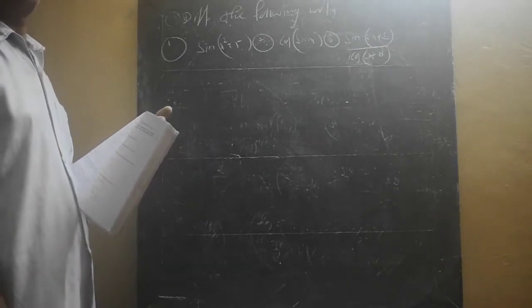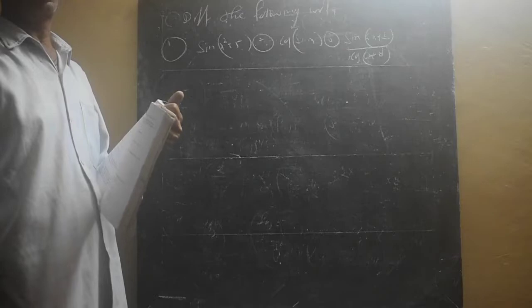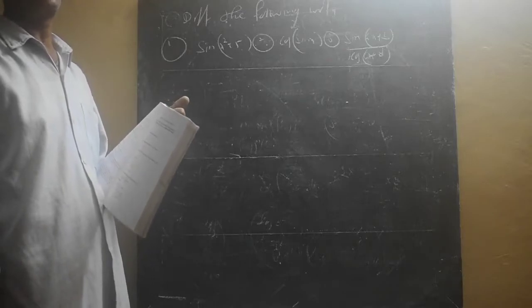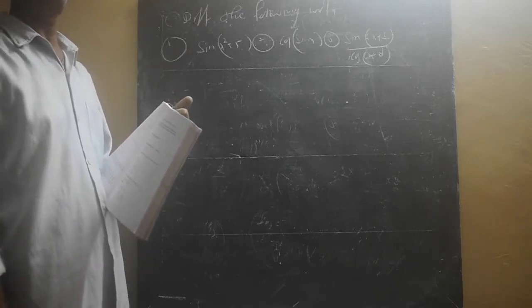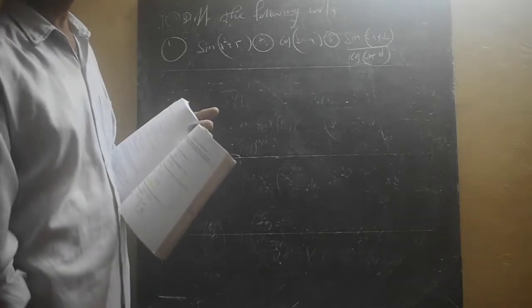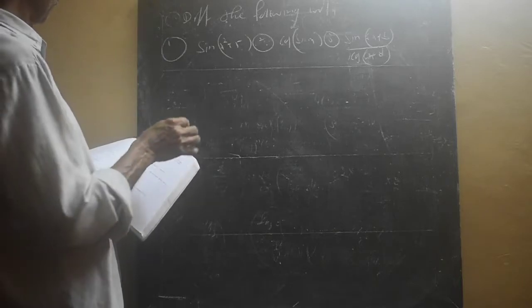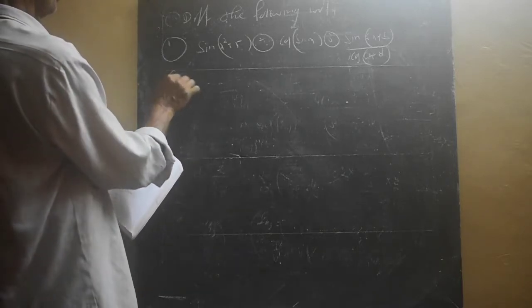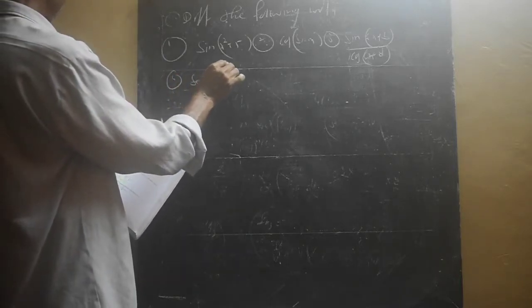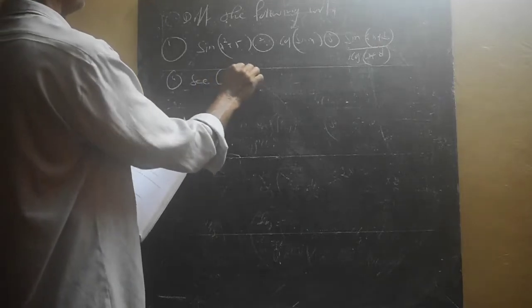I told you, in simple differentiation, a, b, c, d, f, g, h, i, j, k, l, m, n, o, p, q, r generally represent constants. s, t, u, v, w, x, y, z, theta represent variables. And the fourth one is sec of tan of root x.